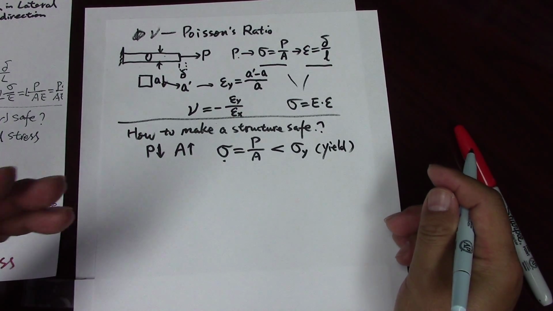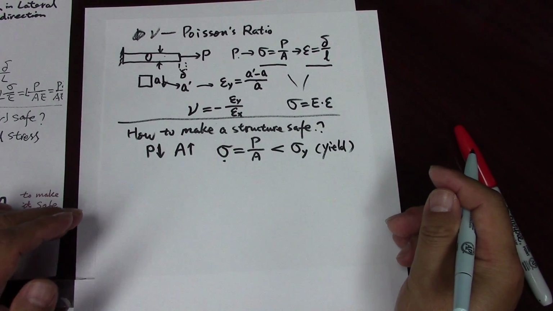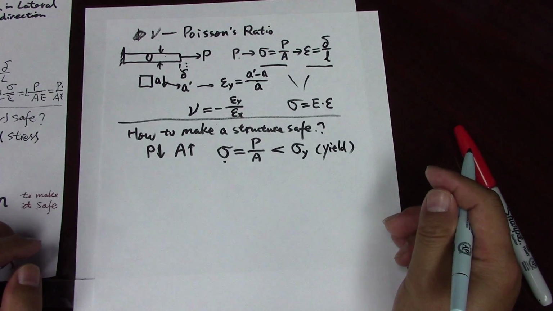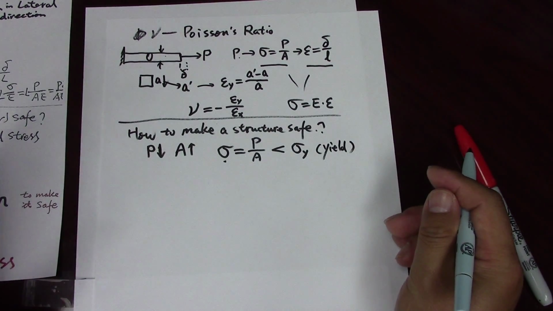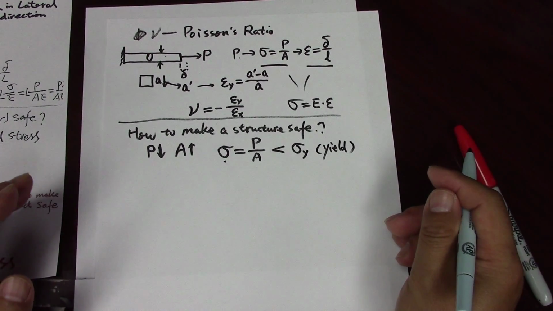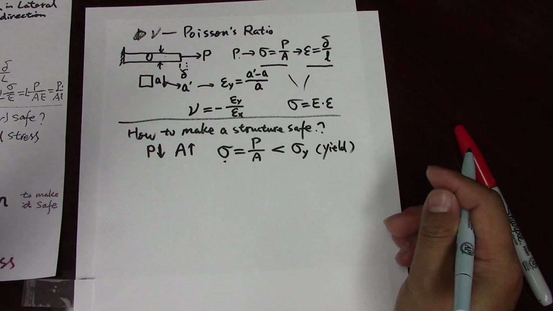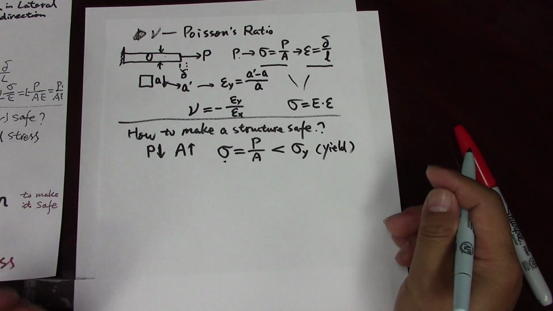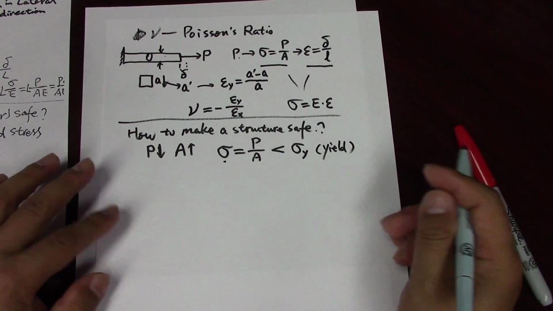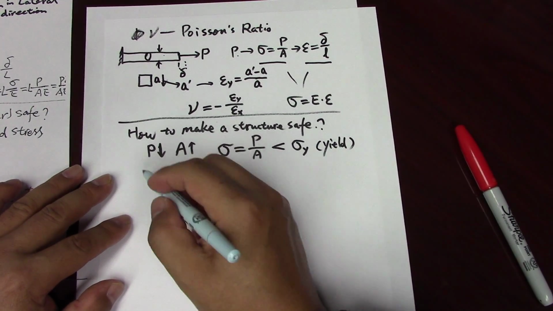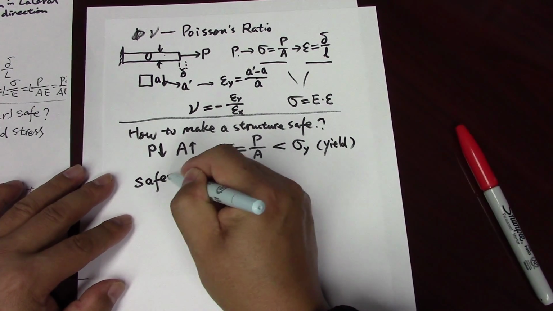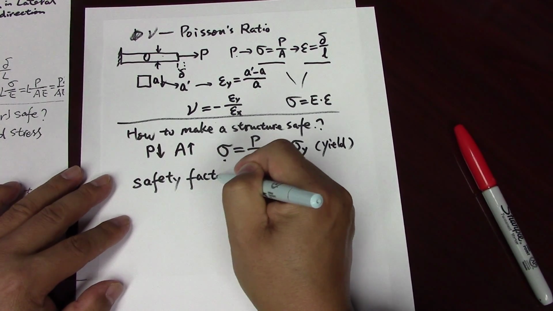However, in many situations, it's maybe not safe enough to just make the stress smaller than the yield stress, right? Because it's so close to the breaking point, to the limit, we don't feel comfortable using it, because if something happens, the load can go beyond it, right? And then you don't feel safe enough, right? So we're going to next talk about how you can make it really safe. So we will introduce the concept of safety factor.